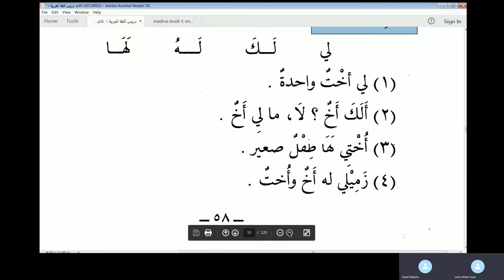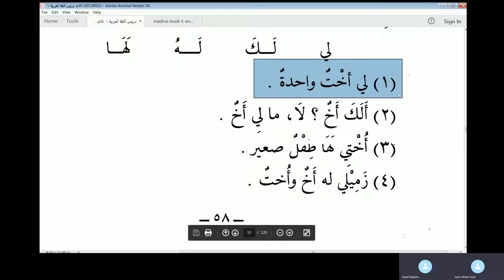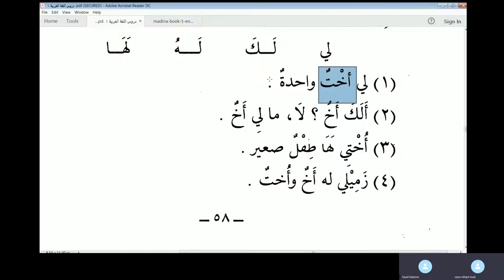Li ukhtun wahidatun. I have one sister. Ukhtun means sister. And also you see wahidatun. Wahidatun is used for feminine only. One sister.